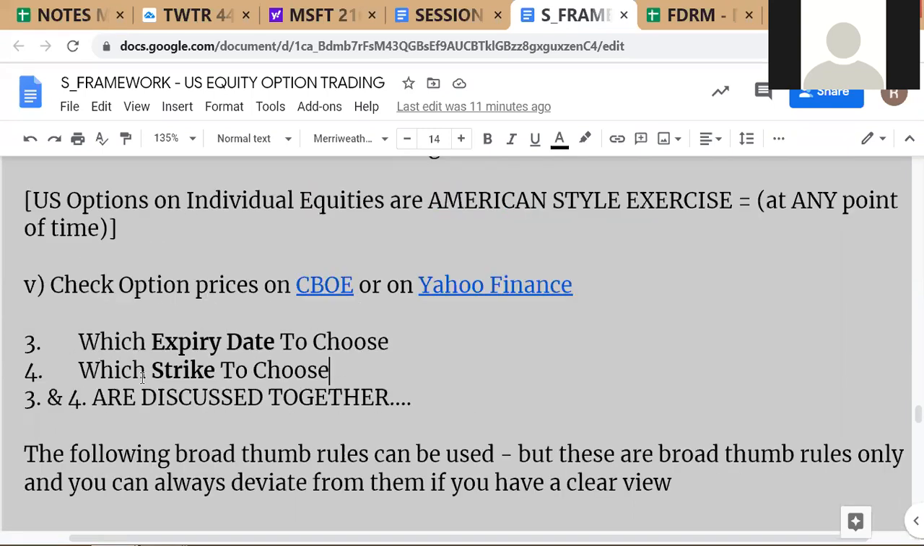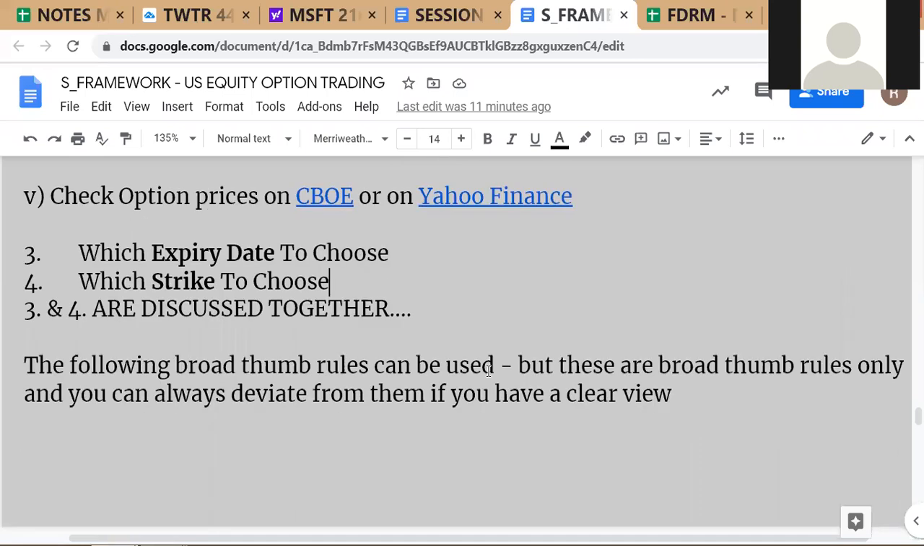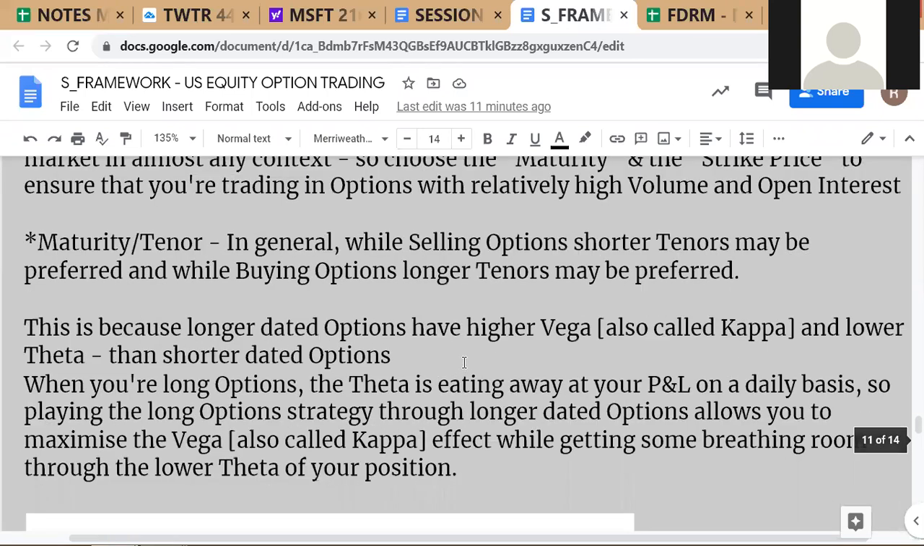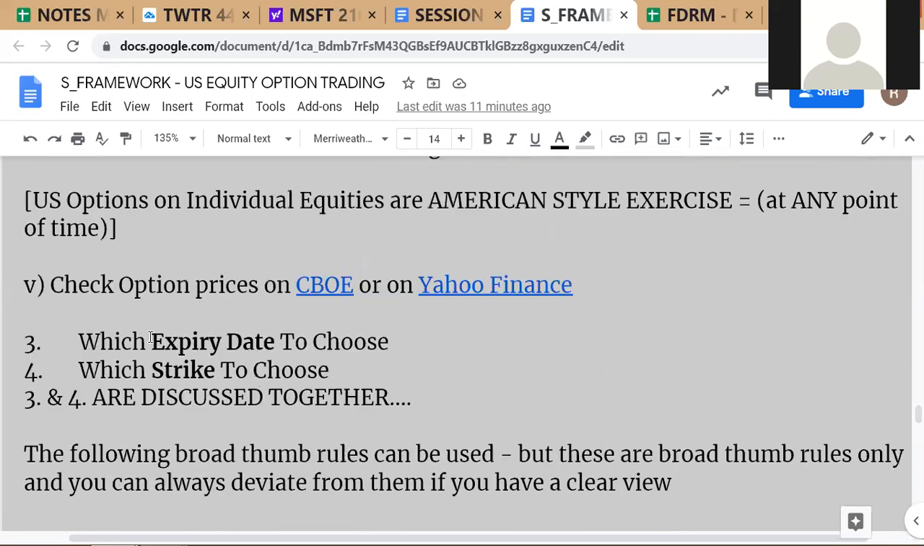As far as expiration dates are concerned, we will have this rule for the choice of maturity, tenor. Let's call it expiration date also, so that we know that this is the same.